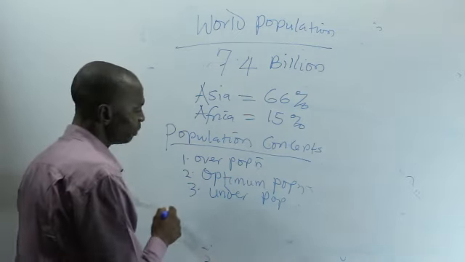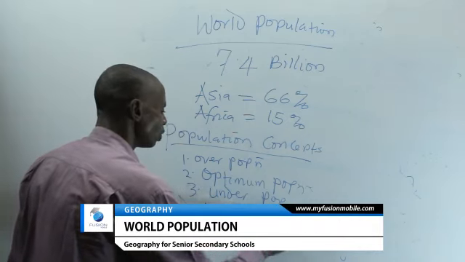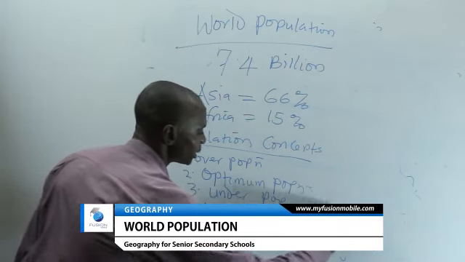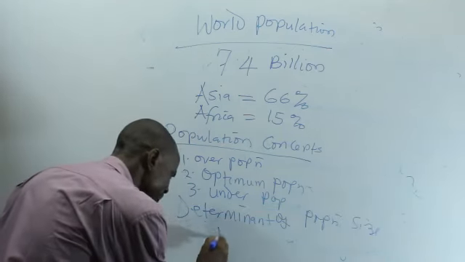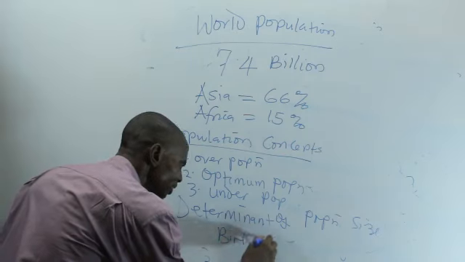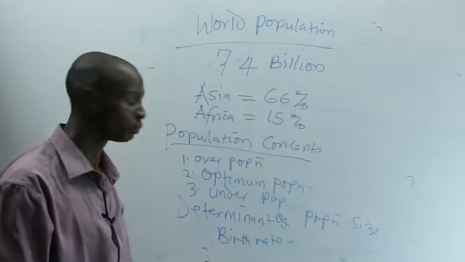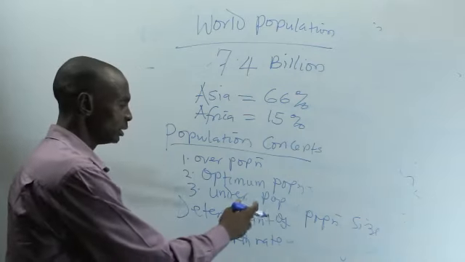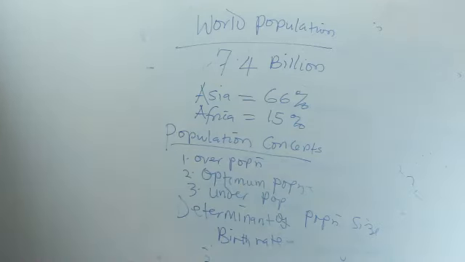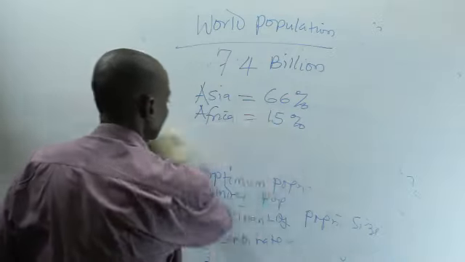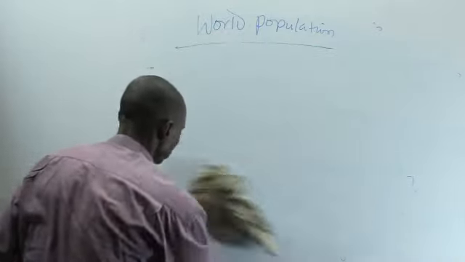Now, what determines population size? We look at the determinant of population size. What determines the population size is the birth rate. If the birth rate of a population is more than the death rate, other factors being equal, then you can see that the population of that community, of that environment, will explode.